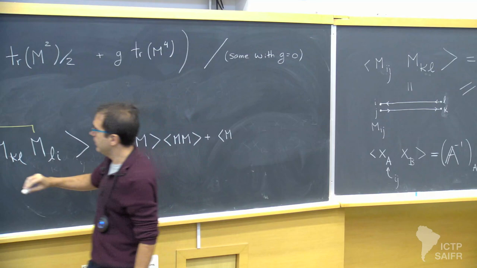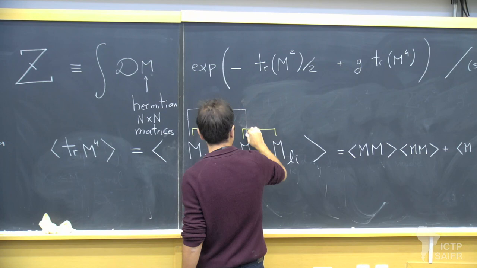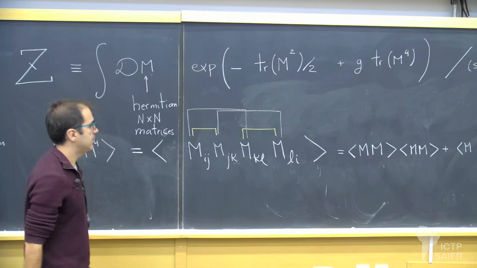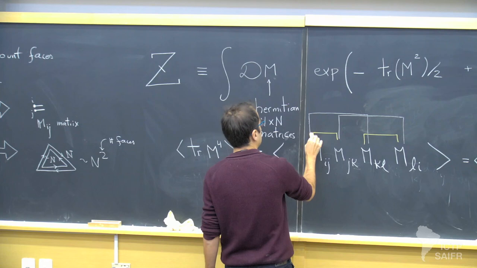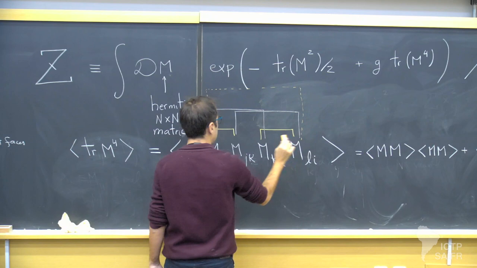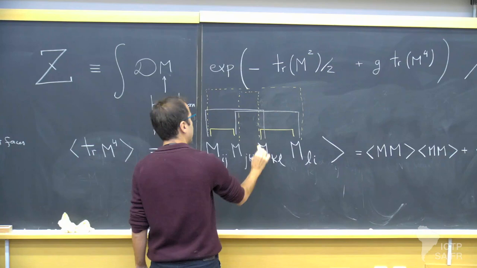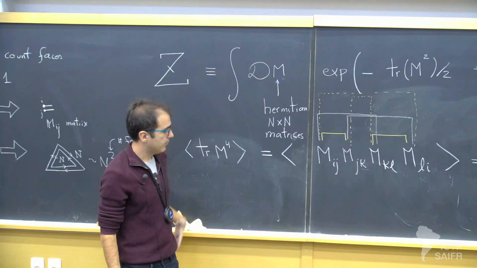The next one would be, let's draw it up here, this guy contracts with this one, and this guy contracts with this one. And the last one will be, let's draw it in yellow again, maybe dashed, this one contracts with this one, and this middle one contracts with the middle line. You see, I'm drawing the three different heights so that you see the three different Wick contractions. Is it clear? Okay.